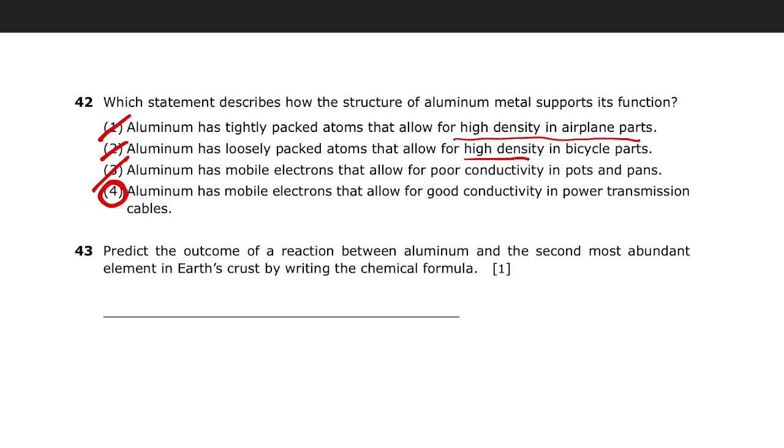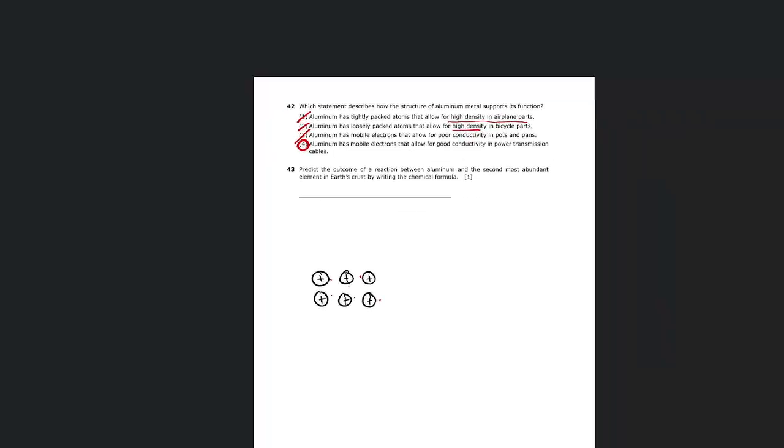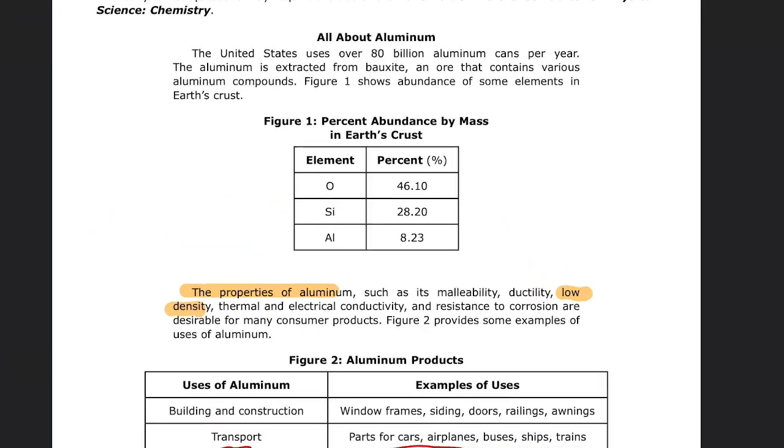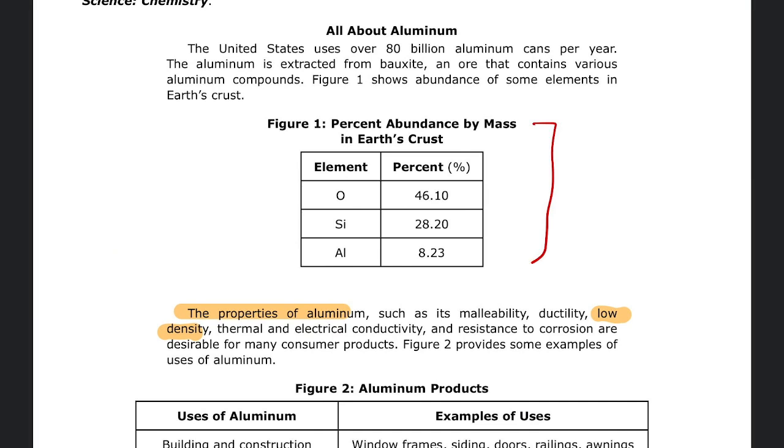All right, question 43 says, predict the outcome of a reaction between aluminum and the second most abundant element in Earth's crust by writing the chemical formula. All right, so we have to go back to the passage again. So in figure 1, it tells us the abundance by mass in Earth's crust, and we want the second most abundant element. So oxygen is going to be the first because it has 46.1% abundance. Silicon is going to be the second, and aluminum is going to be the third. So the second most abundant element is going to be silicon.